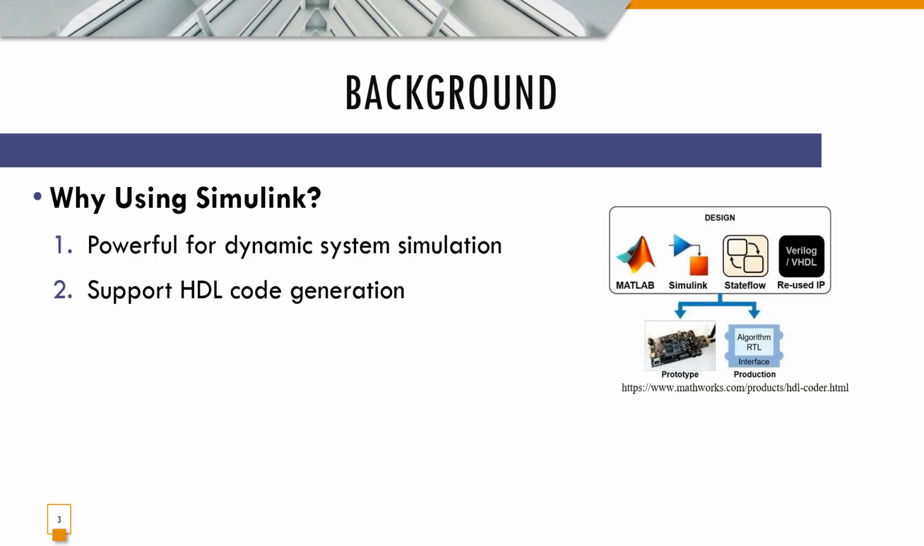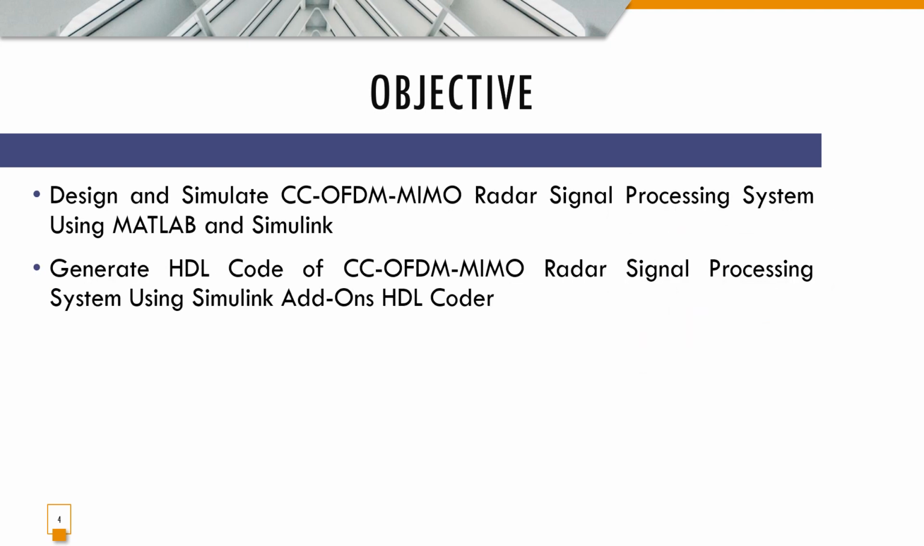To design the DSP system of the radar, I use Simulink because it's powerful for dynamic system simulation, so that we can see the signal flow over time that represents the actual work of the system. Simulink also has HDL Coder add-ons that support HDL code for FPGA implementation. So, the goal of this project is to design and simulate the radar DSP system using MATLAB and Simulink and generate HDL code of the system using HDL Coder to be implemented in an FPGA board.